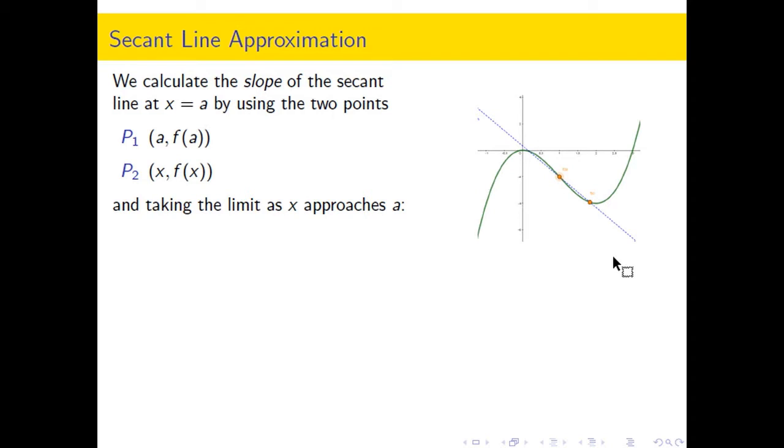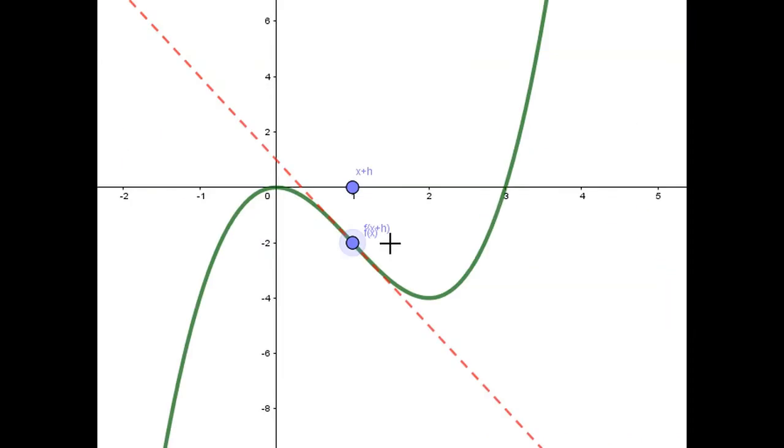Here's a picture of the situation. We have a secant line, right? And if you think about it, these points are f of a on the left and f of x on the right. So we just look at the slope formula, right? This is just a slope formula, the change in the y values divided by the change in the x values, and we take that limit as x approaches a. Right, so let me switch back.